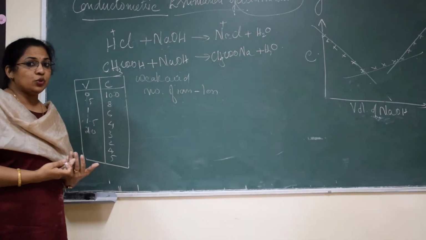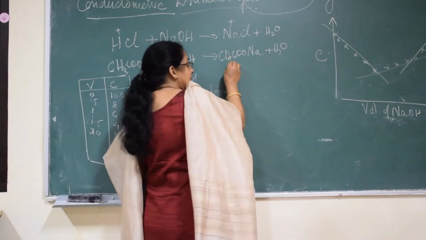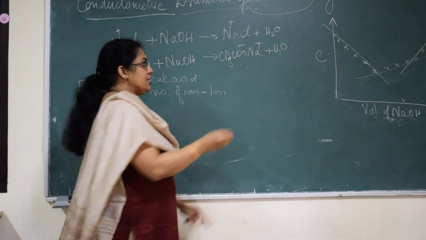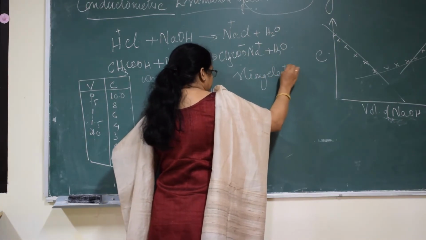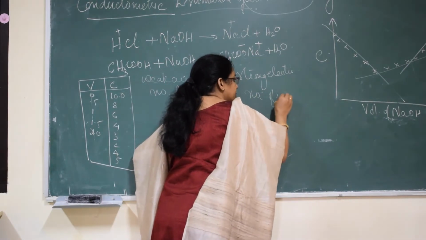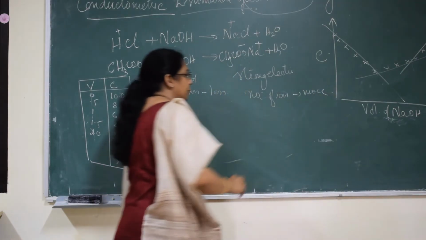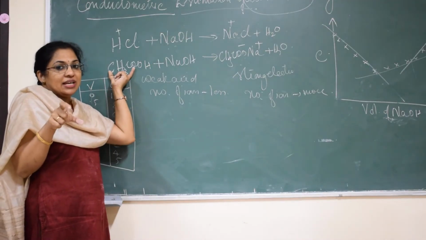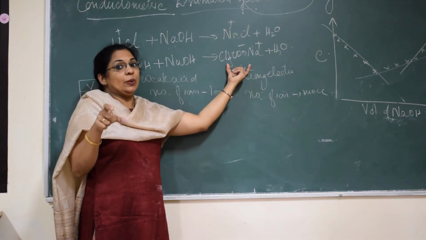But when it combines with sodium hydroxide, what happens? It gets converted to sodium acetate, which is CH3COO minus Na plus. When I write CH3COO minus Na plus, that means this is a strong electrolyte. That means the number of ions are increasing over here. Is it clear what I am telling? So here the acetic acid combines with sodium hydroxide and forms sodium acetate, which is a strong electrolyte.